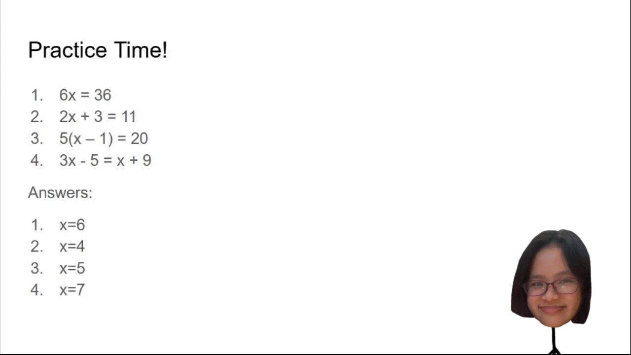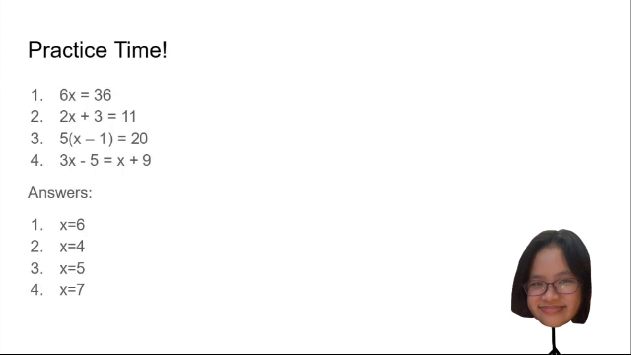So, for the first one, it's going to be x equals 6. This is a 6 because 36 divided by 6 will equal 6. Then we have question 2. For question 2, this lets us use two steps. So, for the first step, we're going to minus 3 from the equation. So, 11 minus 3 will equal 8. Then we divide that 8 by 2, which will make x equal 4.